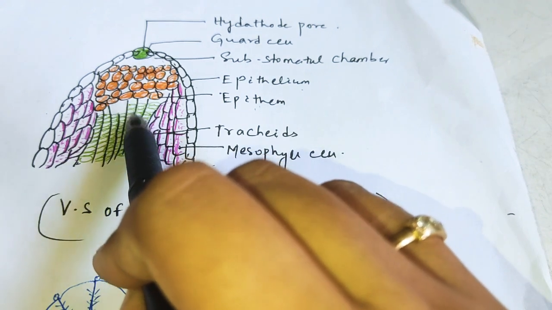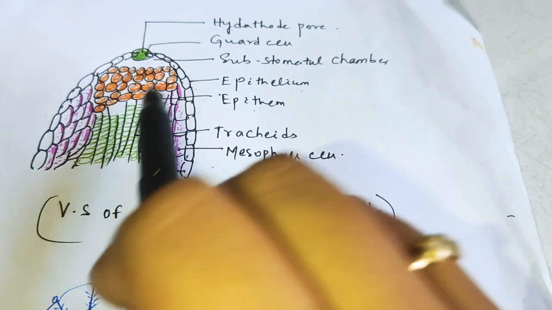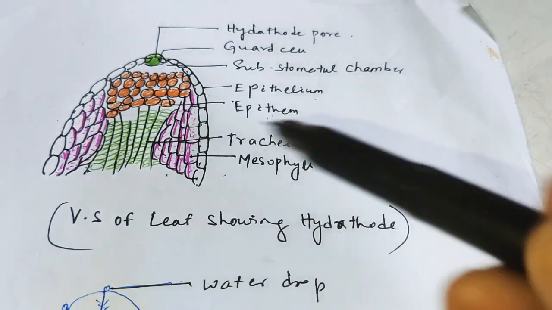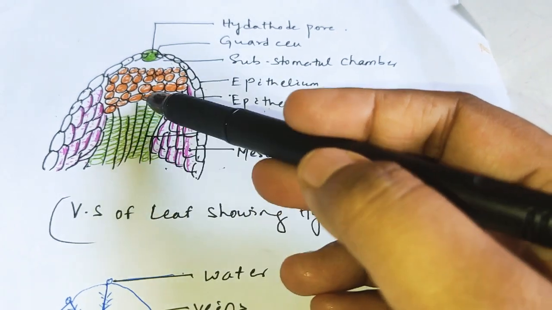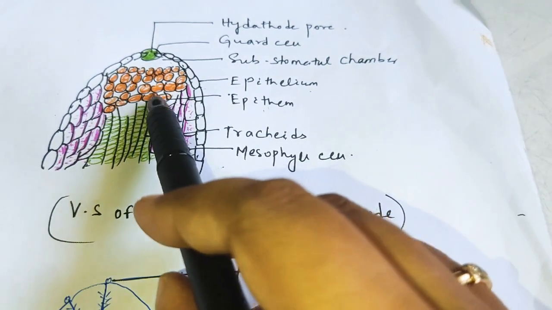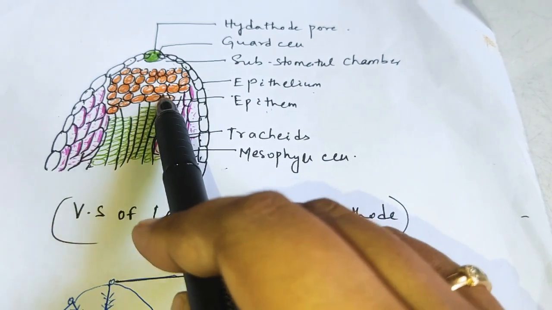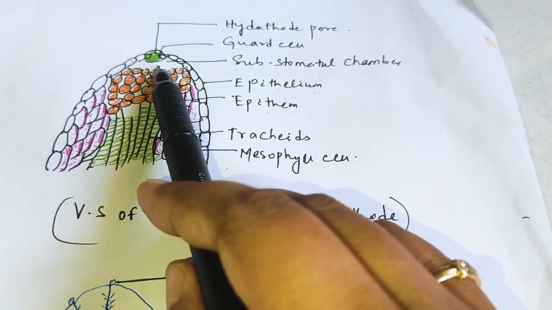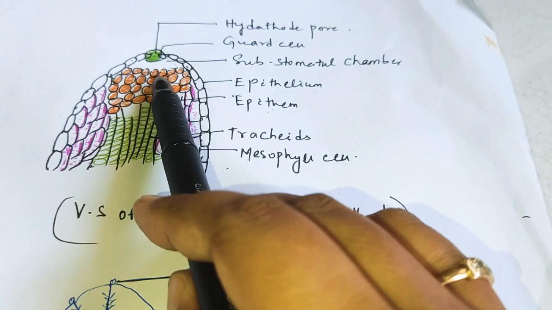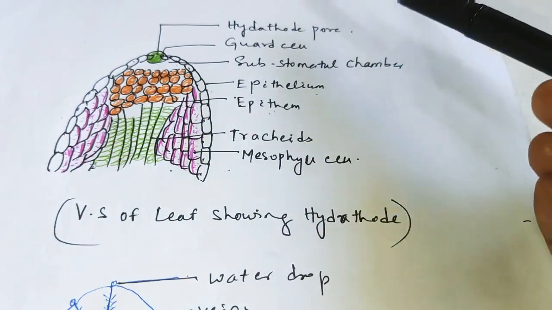Okay, so mainly xylem. What happens in the case of xylem? From the soil region, the root absorbs water and it transfers to the xylem, and through the xylem the water reaches the epithem area. Then the epithem cells transfer it to the substomatal chamber, and then to the stoma, and through the hydathode it is released out.